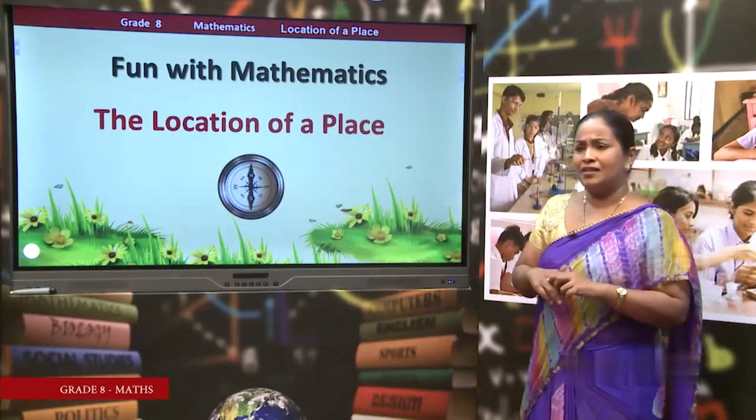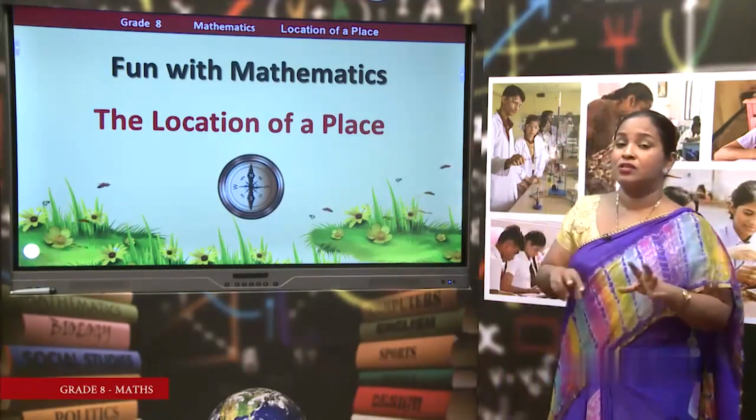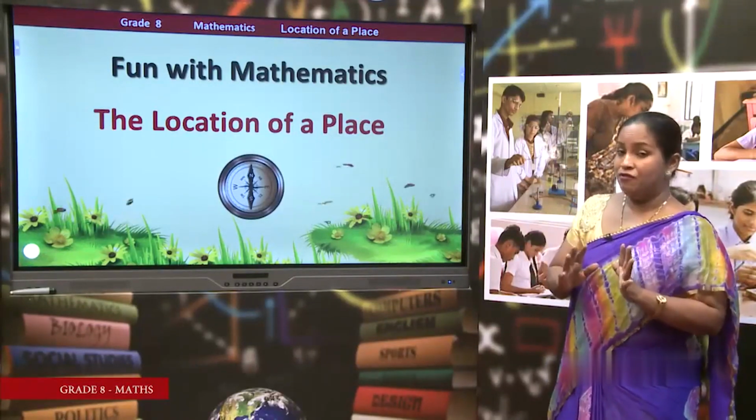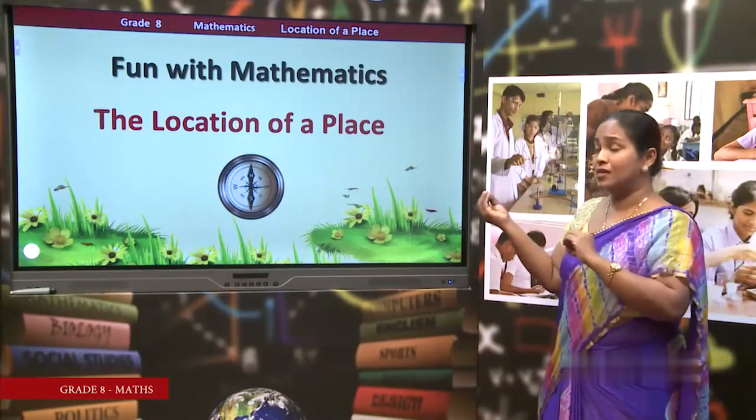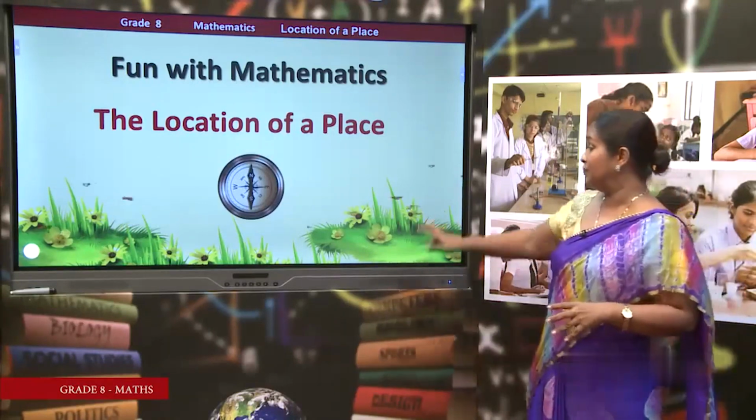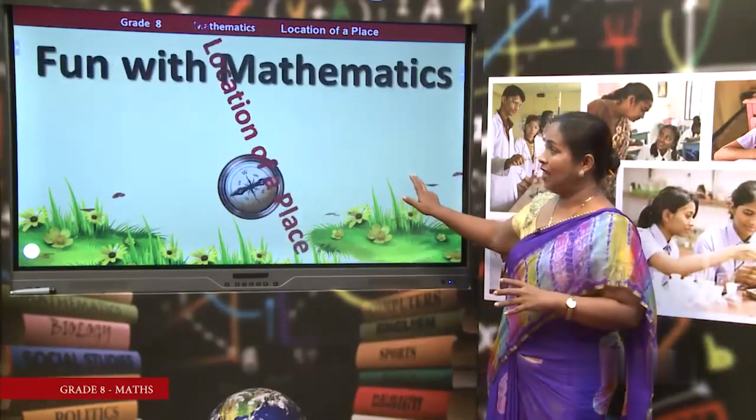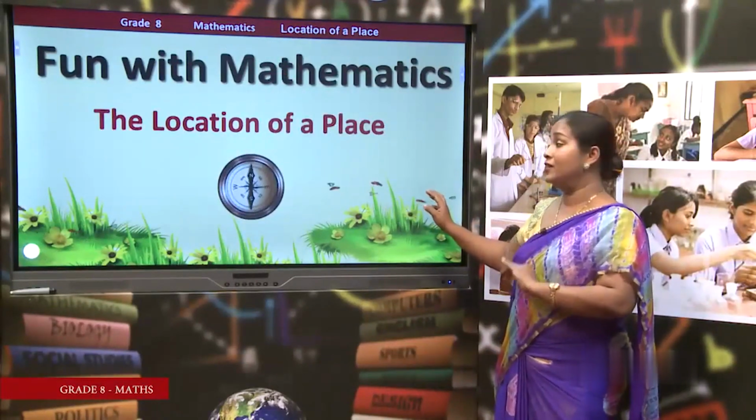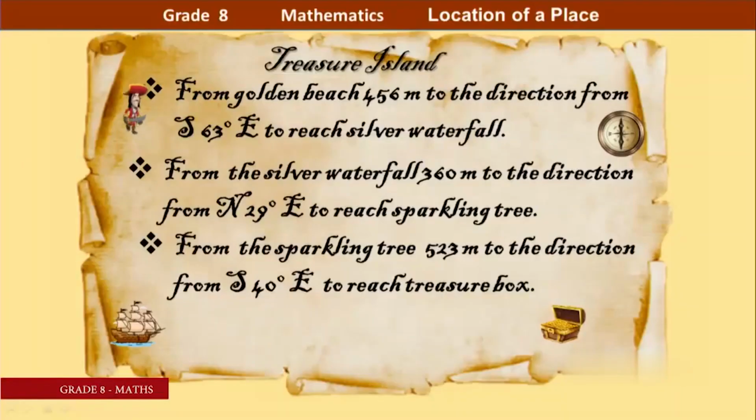It's somewhat like the games that you play on your computers or online games, the treasure hunter game. It's a bit like that. It's not that advanced. Here we use the concept we learned. We'll see what we have here. Okay, fun with mathematics. The concept we are going to use here is location of a place. Okay, this is the treasure map. Can you see Captain Hook there? Yes. So, these are the steps to reach the treasure box.